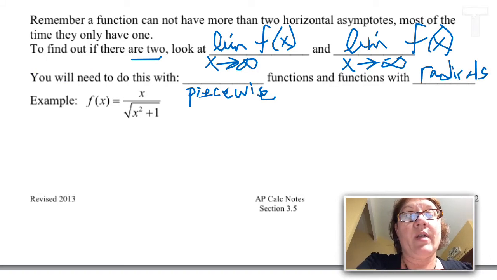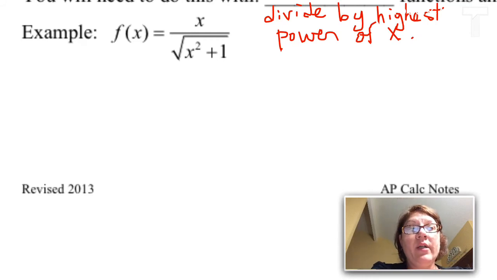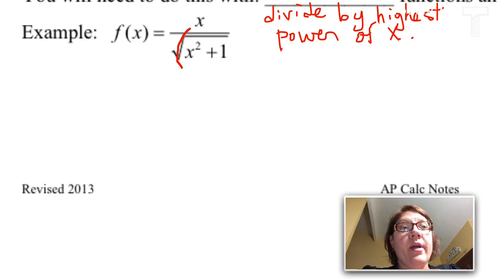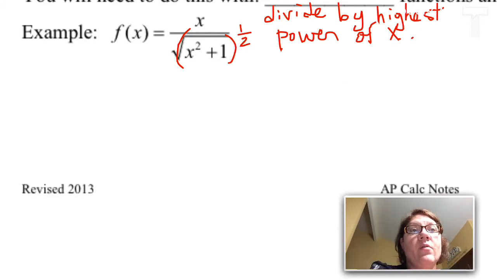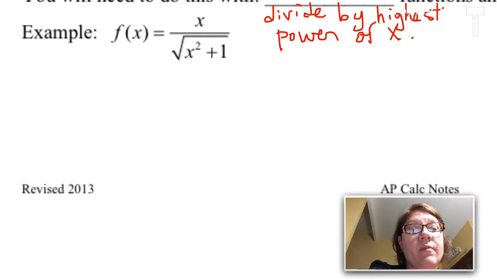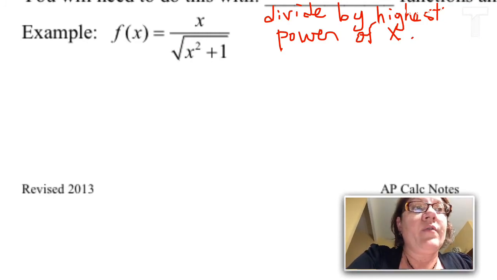So I want to look at this first example. When I look at this particular rational polynomial function, I can't really tell what the degree of the denominator is because although there's a squared on the inside, overall there's a half out on the outside. And of course I can't just distribute that, so I'm kind of stumped. So one way we can fix this to work with it is to divide by the highest power of x, which for this problem is x.